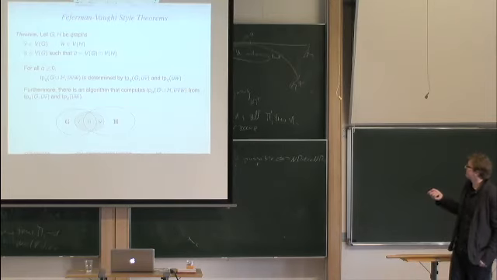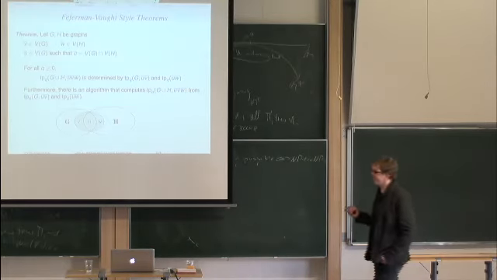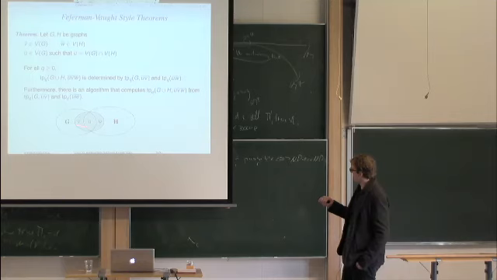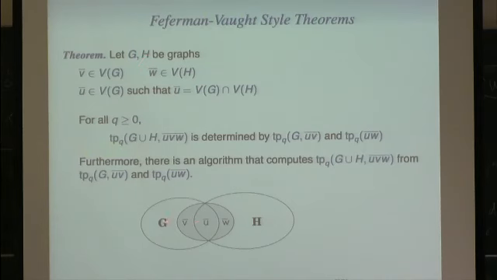I think Feferman–Vaught proved it for disjoint unions, and then there are variations of this, which basically say the following. If you have two graphs, G and H, and they intersect in this tuple of vertices U, then for every quantifier rank Q, the full type of V, U, and W in the composed graph is completely determined by the type U and V have in G, and U and W have in H. So if you know which formulas in monadic second order logic are true on the left-hand side and on the right-hand side, then you can combine this to know which formulas are true in the complete graph.